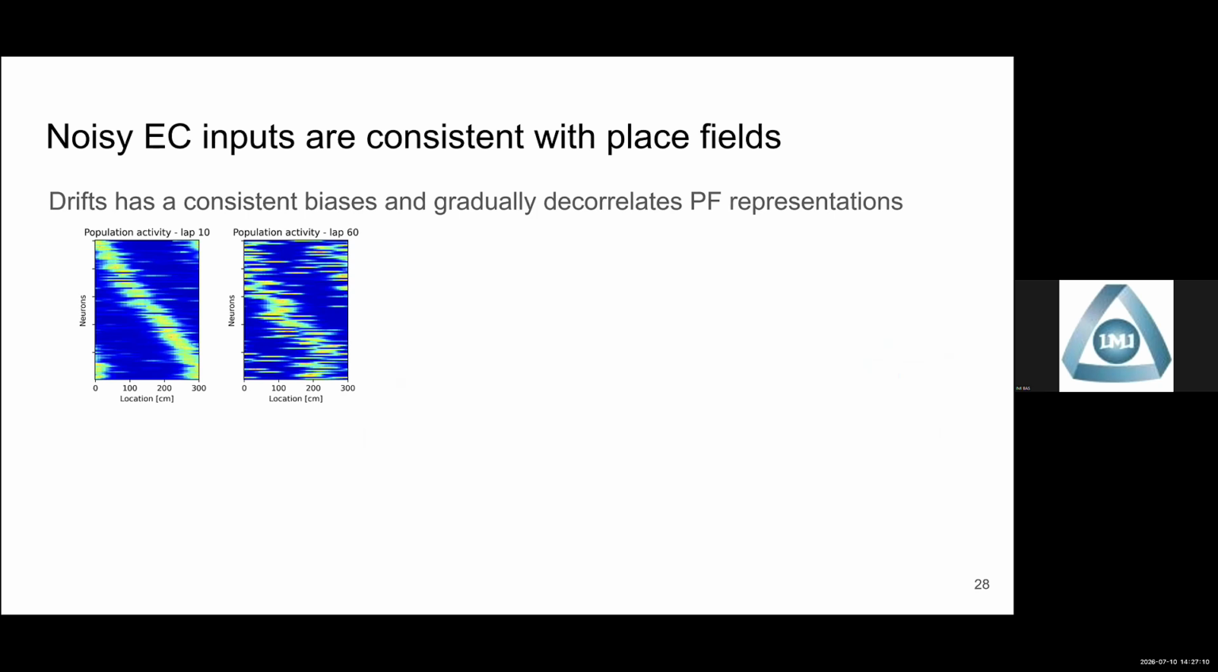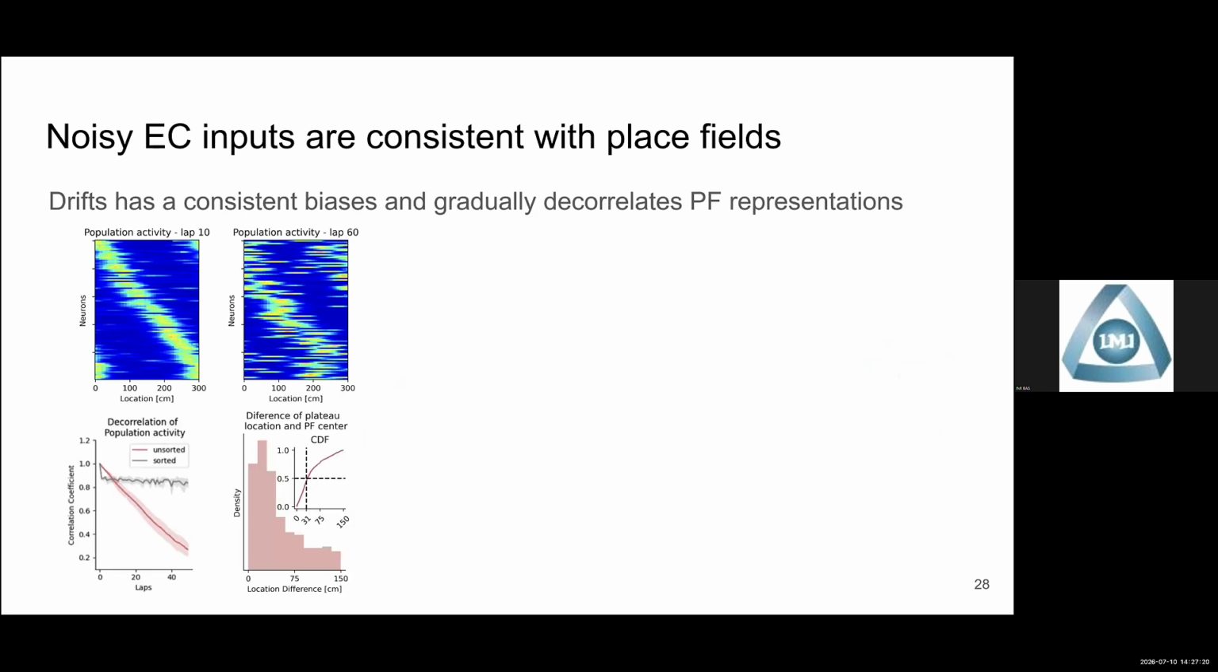If I would sort this anew, it would look again like this, right? Exactly, I can sort it always to look nice, but you see there's a persistent drift in this direction. And what this leads to, if you compare the unsorted activity, is a gradual decorrelation of your representations here.